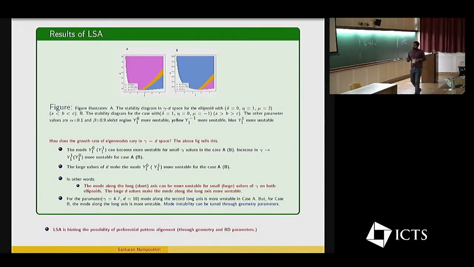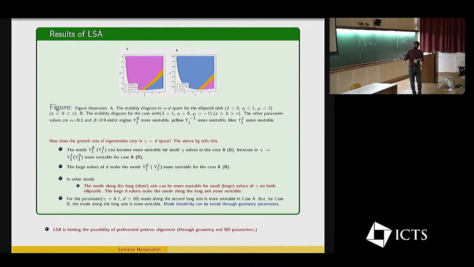Okay, so what is the outcome of all those things? The interesting thing is here, in the gamma-d parameter space. If you look, this is the region where Y10 is more unstable, and Y1-1, and here Y11 is more unstable. So if you vary some parameters, you can actually decide which mode is going to be more unstable or less unstable. And not only that, you can also vary the shape parameters a, b, c to control the stability of the modes.